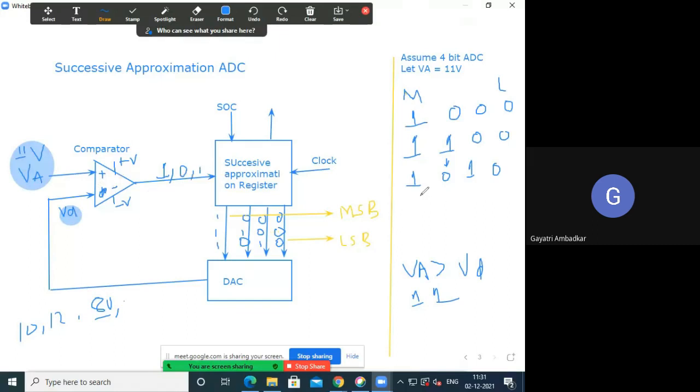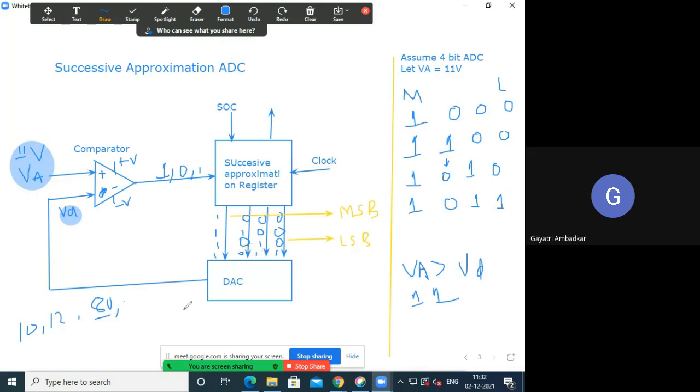When 1 is received, what will it do? Look at the bits set so far, 1 0. Previously set bit is this and it has received 1, so it will keep this bit as it is and make the next bit as 1. It will make the next bit as 1. Now what is this? 1 0 1 1.